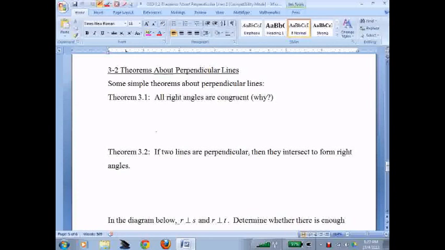Lesson 3.2, theorems about perpendicular lines. These are simple theorems. They have names. You don't have to memorize them. But just to be clear, go through them. So all right angles are congruent.